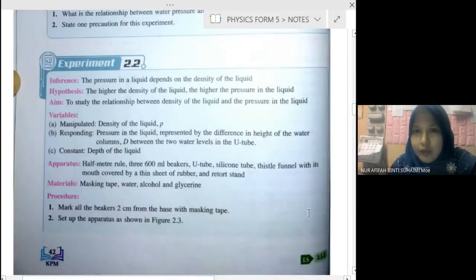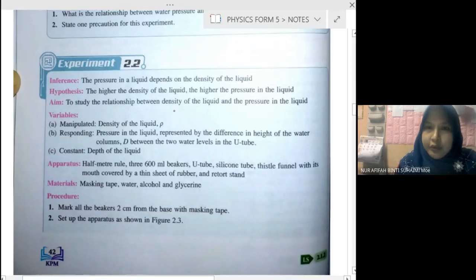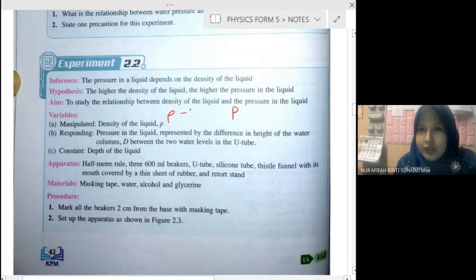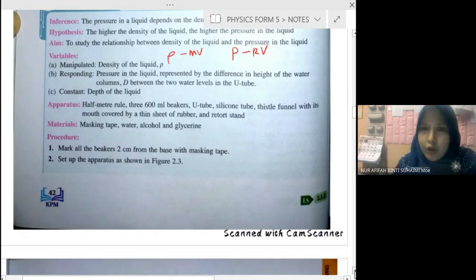This one, the second experiment, a relationship between density and pressure. Density and pressure in liquid. So this one is manipulated variable. Pressure is responding variable. So for this experiment, we have two different density of the liquid. We use alcohol and glycerin.